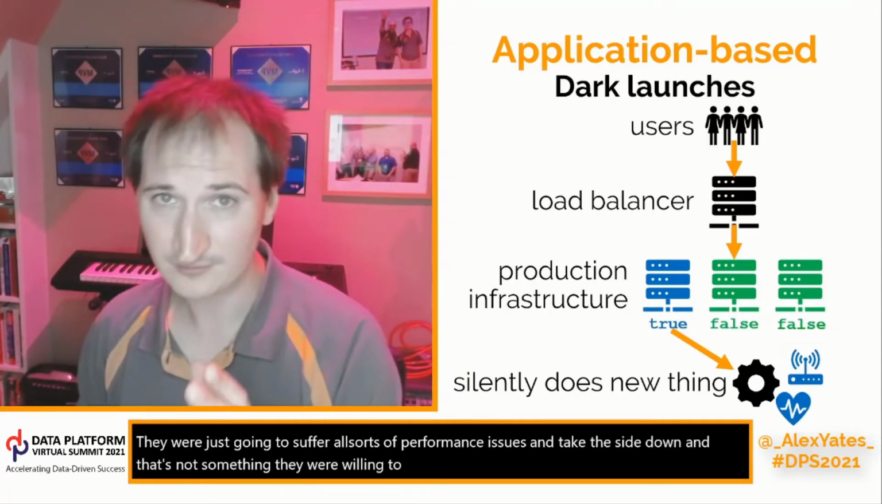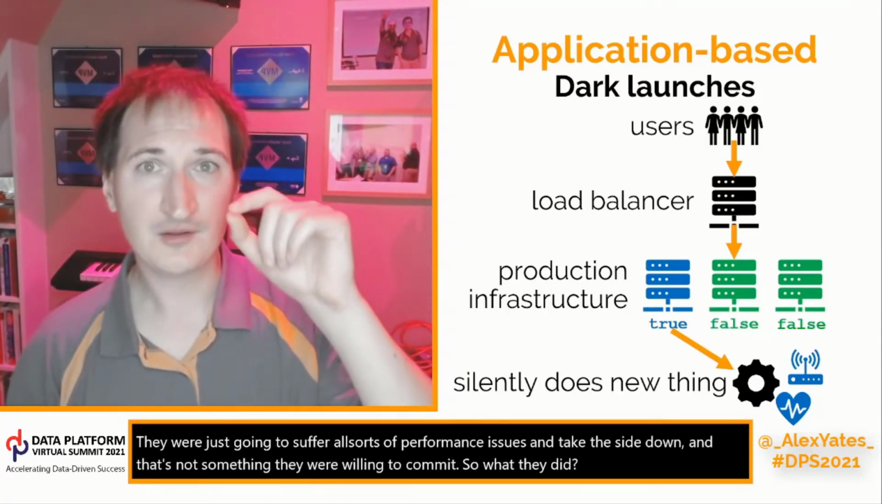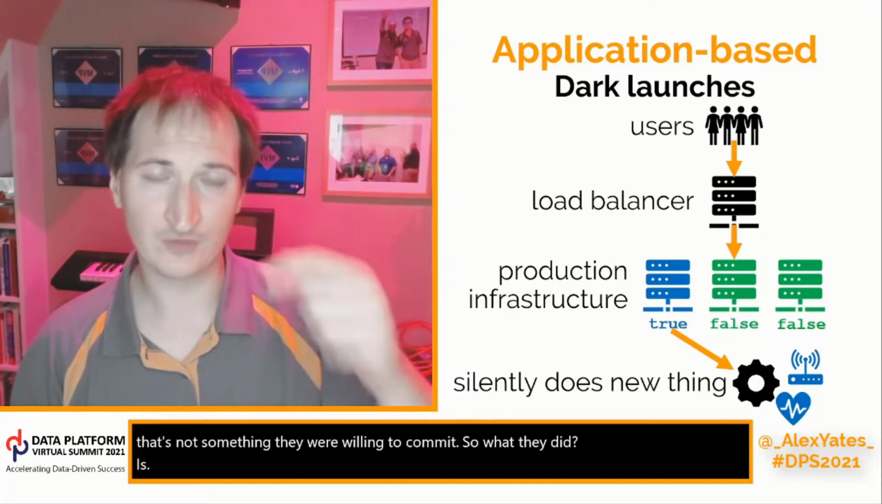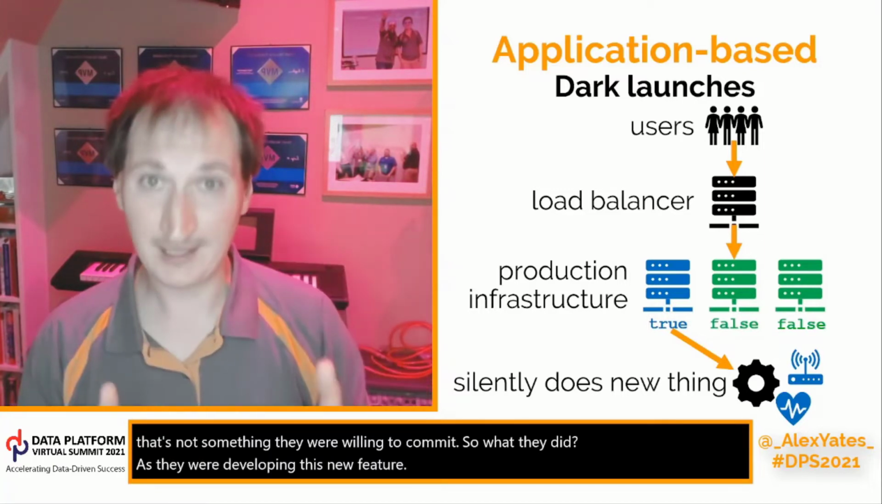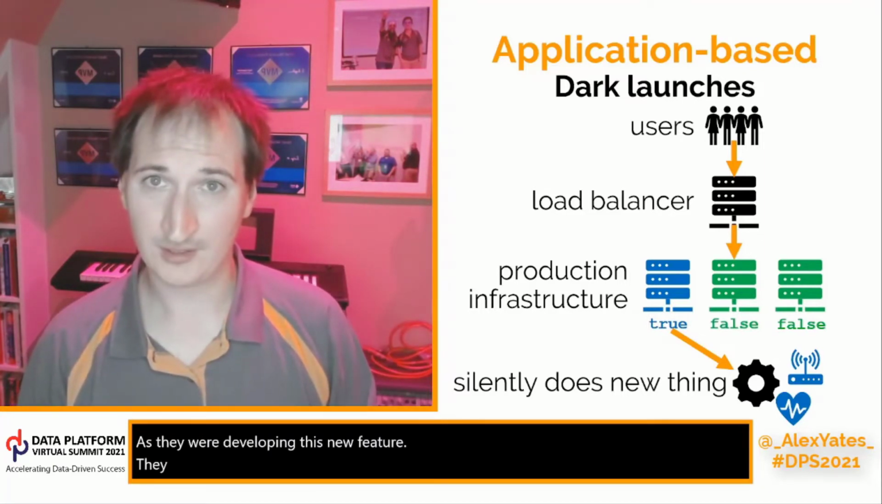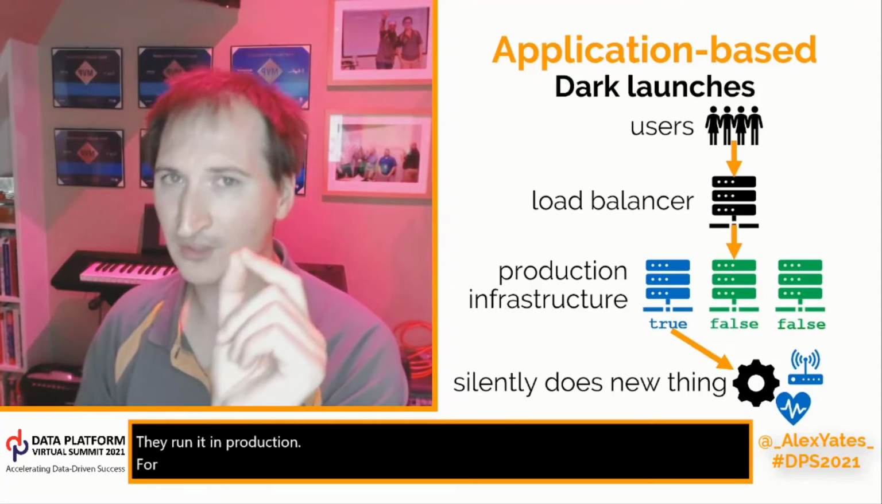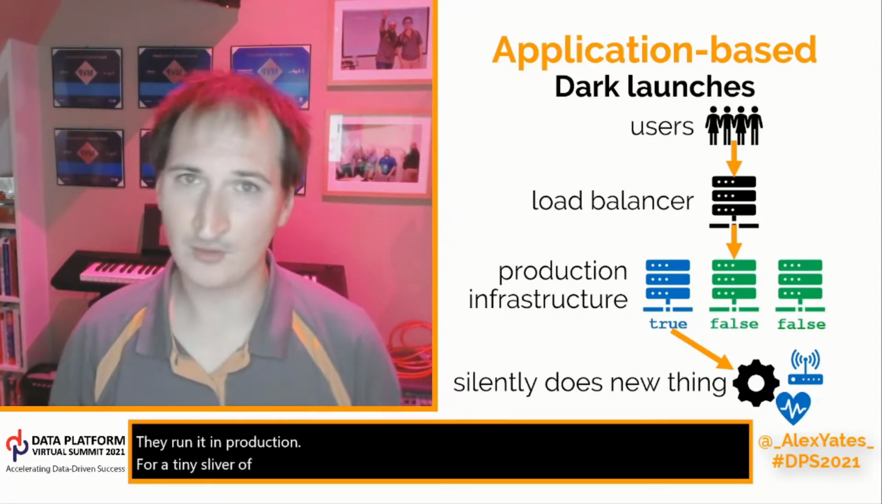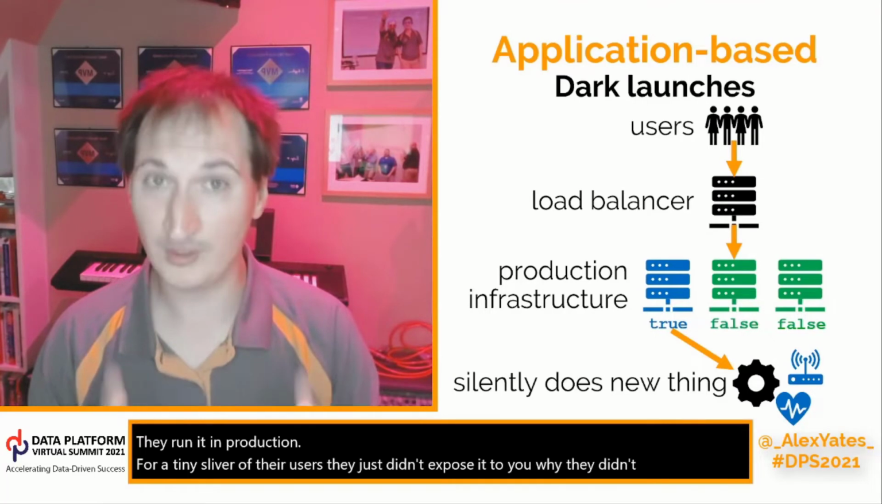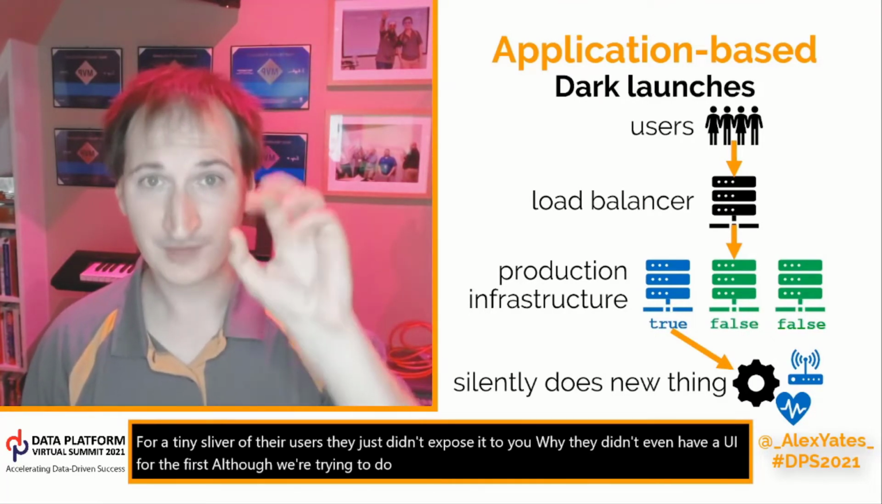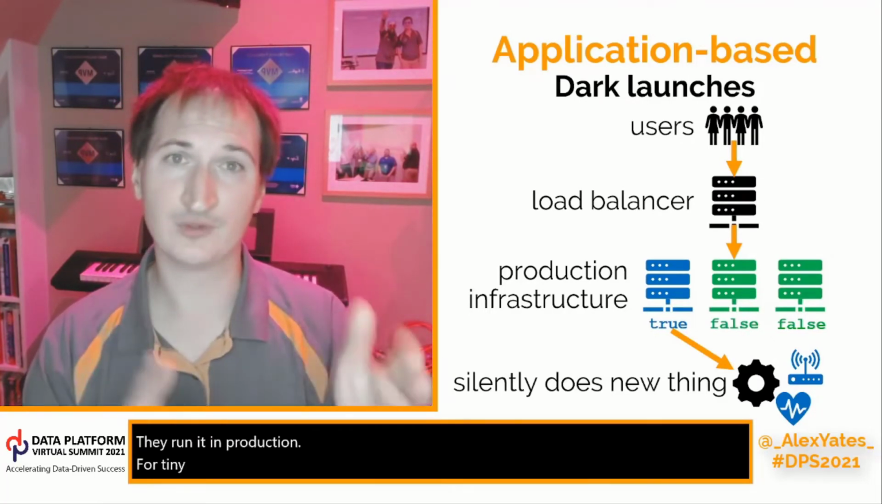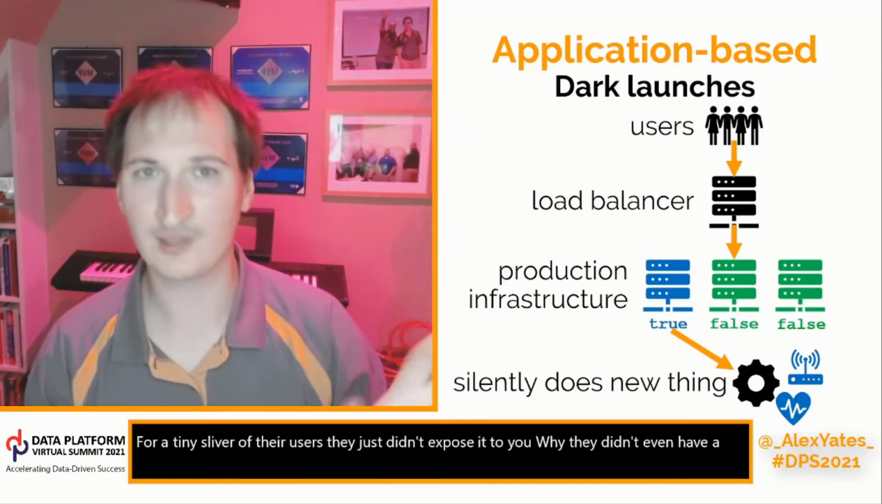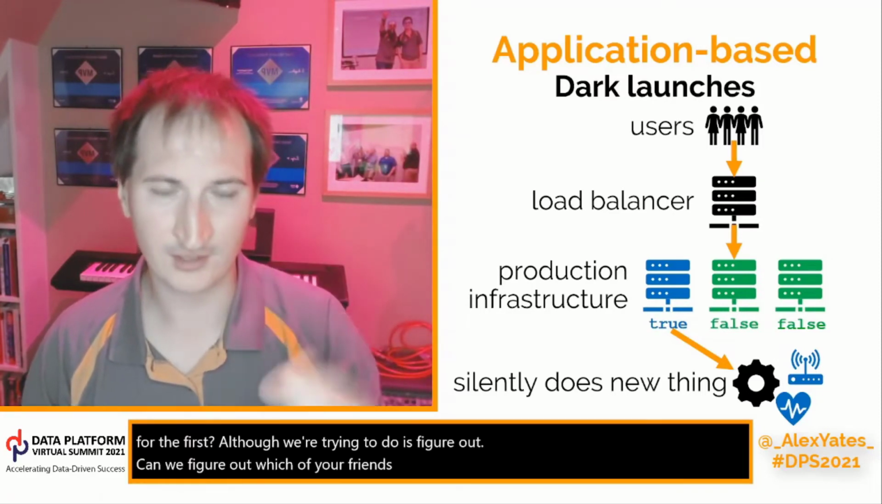So what they did is, as they were developing this new feature, they ran it in production for a tiny slither of their users. They just didn't expose it in the UI. They didn't even have a UI for it at first. All they were trying to do is figure out, can we figure out which of your friends are online and which ones aren't? Building the UI comes afterwards. That's relatively easy. It was the algorithm to figure out who's online and who's not that was hard.